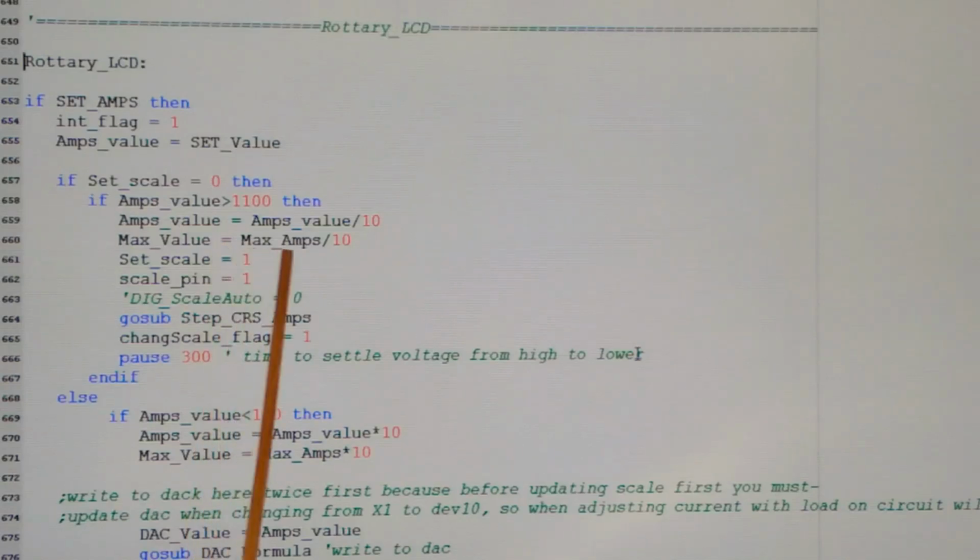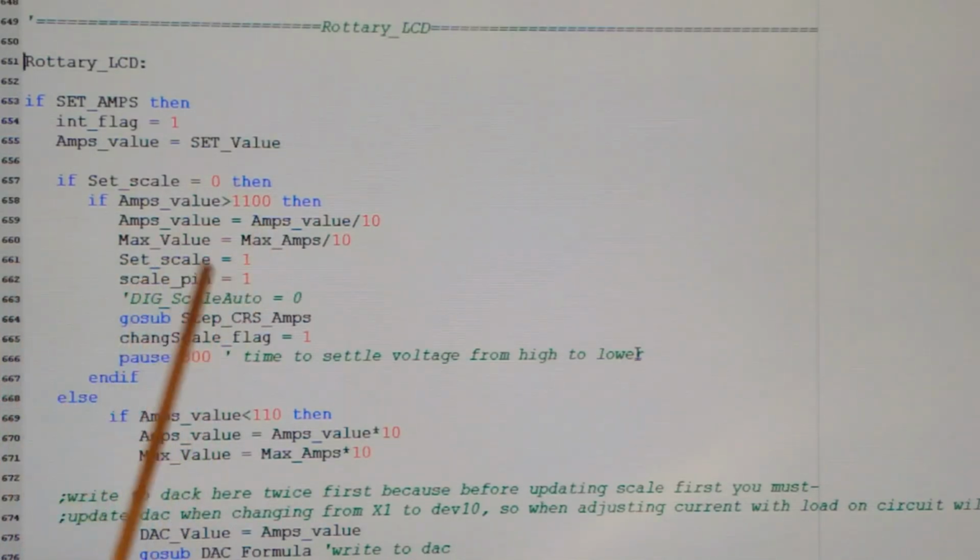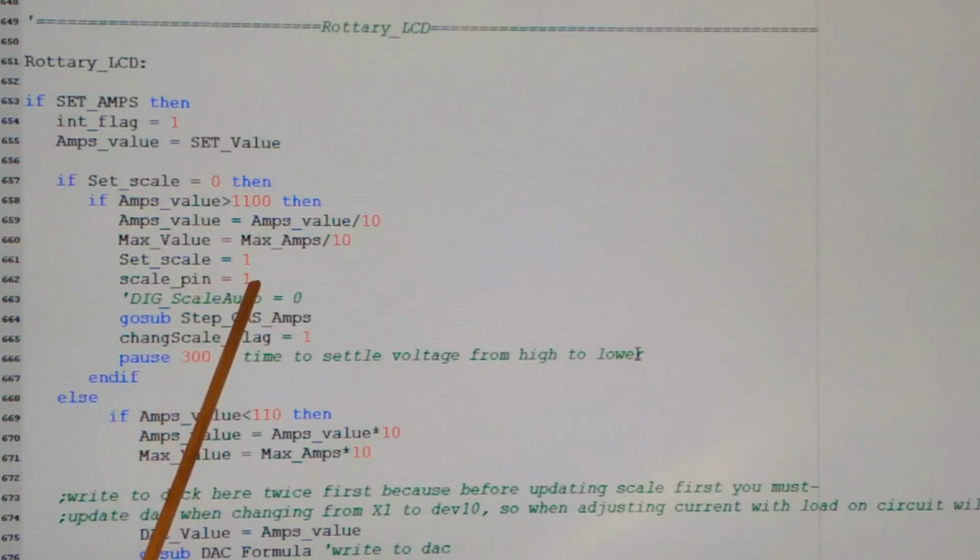And the max value needs to be divided by 10 as well. So set scale equals 1, scale pin equals 1. Now I'm going to change to the divide by 10, which means I have to change the scale. So when you're reading current now, going back to the circuit, your software is always corresponding to what the hardware is, or to change your hardware.